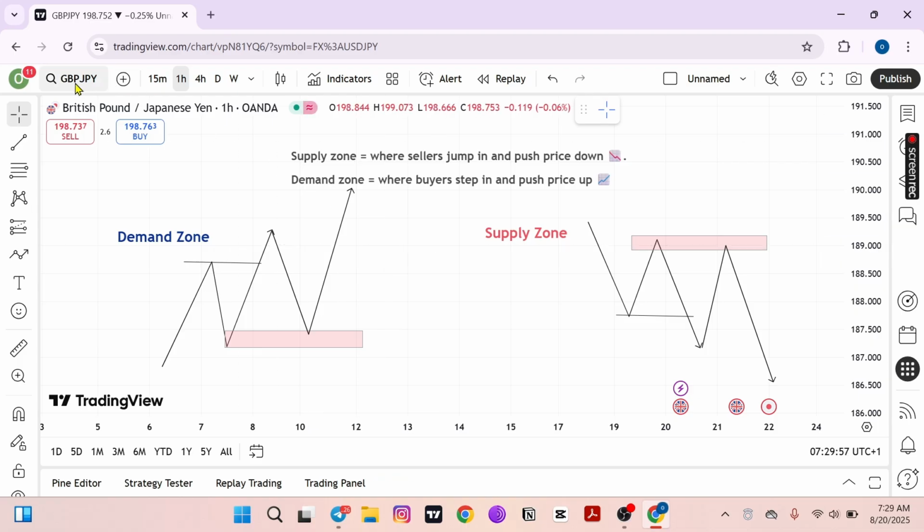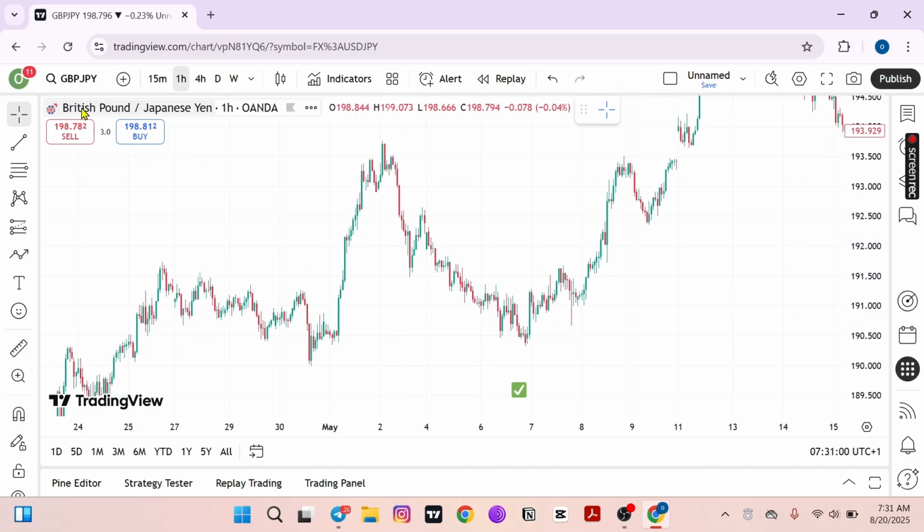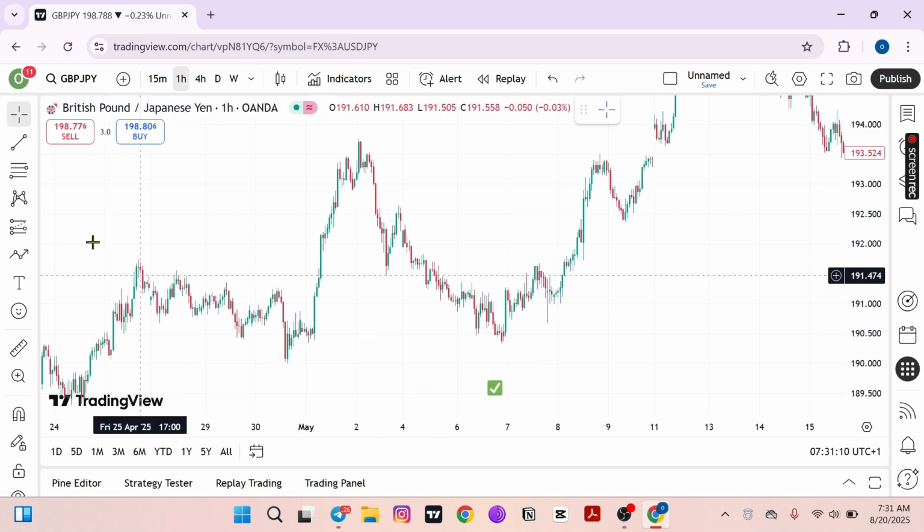I'm going to be using GBPJPY to explain this concept. Now guys, I'm going to show you in real time how this plays out on the chart. I'm using GBPJPY as an example. You can see this is a 1 hour time frame, so I'm going to be using this as an example. Now guys, pay attention.